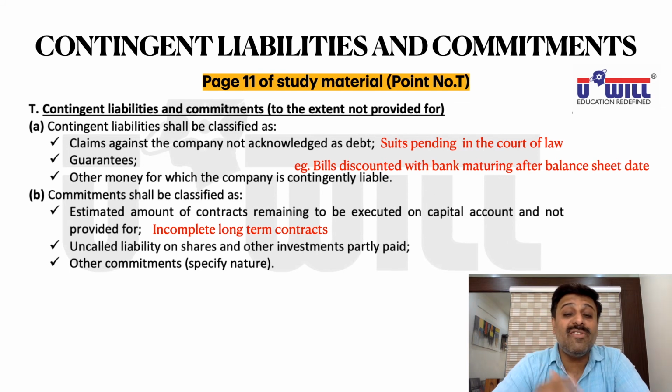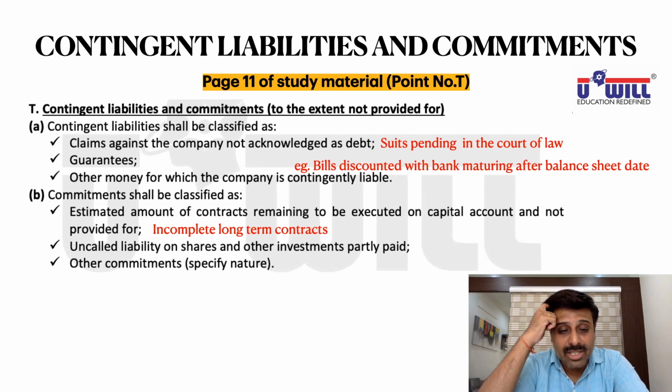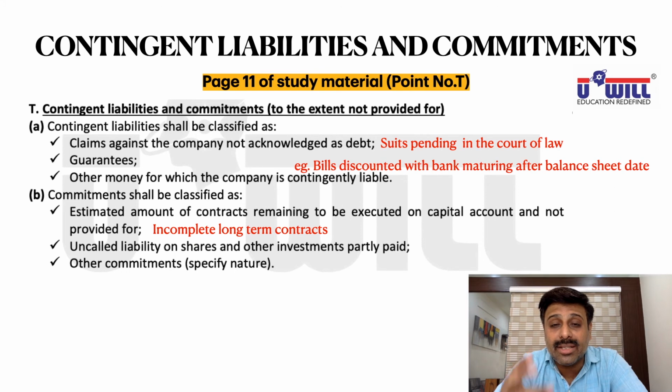What if we don't fulfill our commitment? Then it becomes our liability. We have to compensate our customer for the same. So this kind of commitment is also a part of contingent liability. Now let's see that language. Estimated amount of contracts remaining to be executed. 3 years of contract is remaining to be executed.